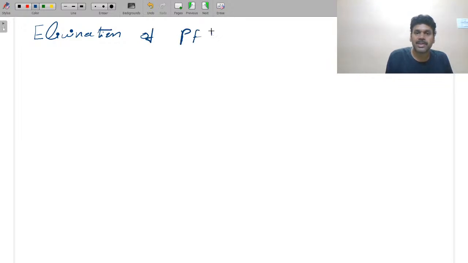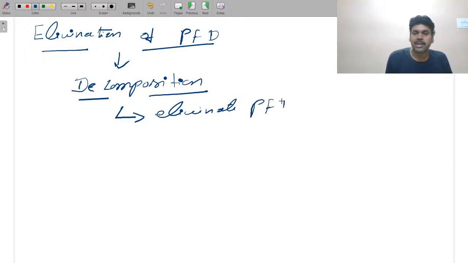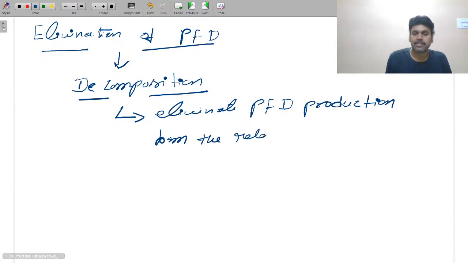Elimination of partial functional dependencies is the concept. This can only be done using a decomposition mechanism. What to decompose? Just eliminate the partial functional dependency productions from your relation R. This is the meaning of decomposition.